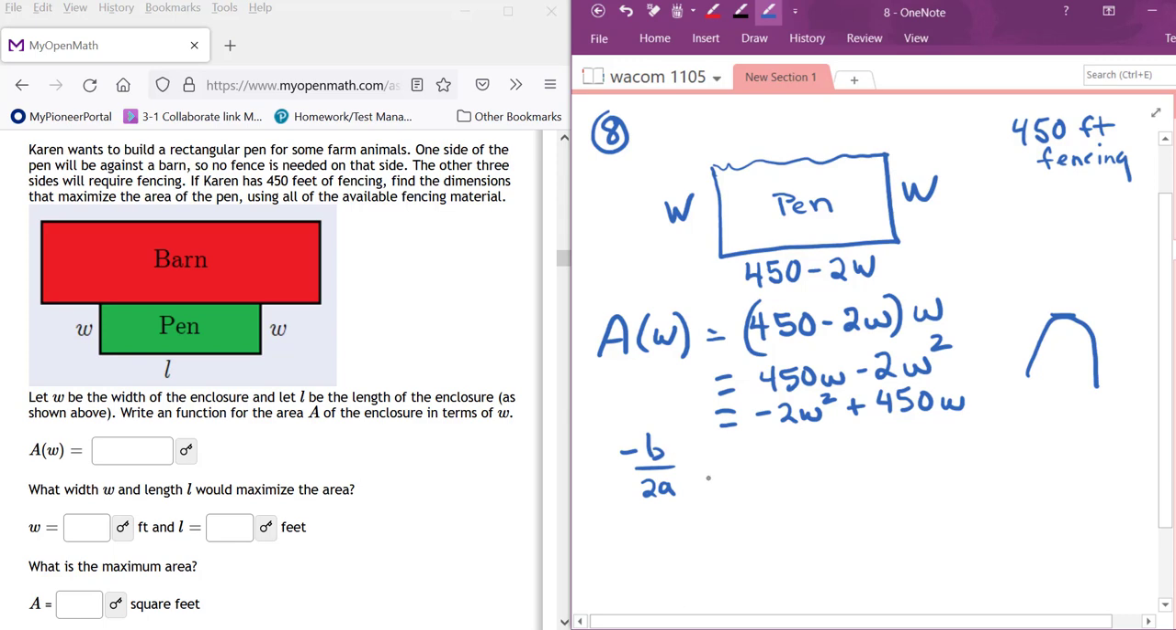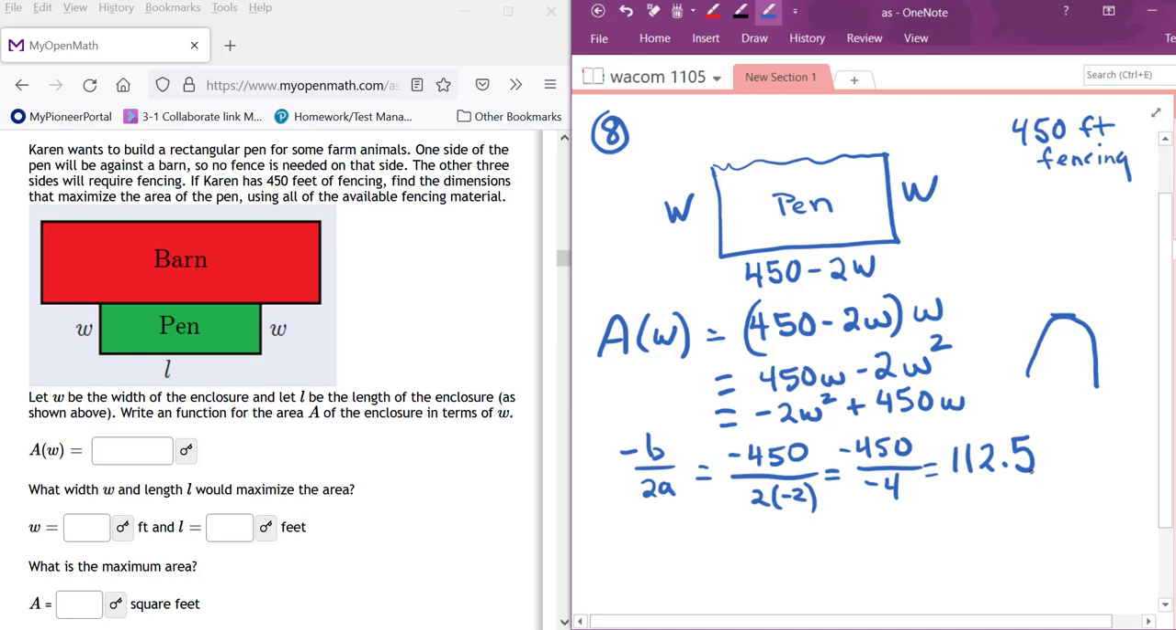All right, so negative 450 over 2 times negative 2. So negative 450 over negative 4. And this gives us a positive 112.5. And that will actually be your W, the x-coordinate of your vertex there. So that will be your width.